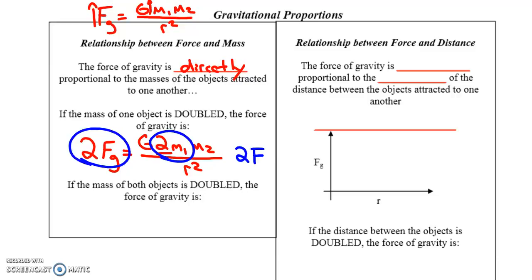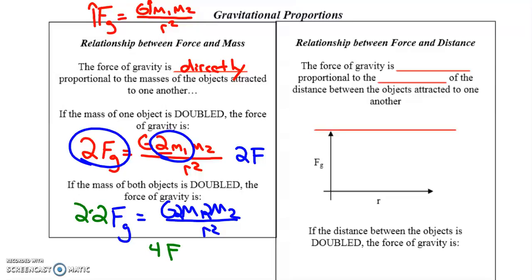Now if I double both of the masses, my F of G equals G m1 m2 over r squared. I double m1, I double m2, and likewise, by changing the right-hand side of this equation by 2 for m1, I have to put a 2 in front of there. But I also put another 2 in front of m2. So I doubled the left side of the equation twice, and that would work out to be 4 times the original force.